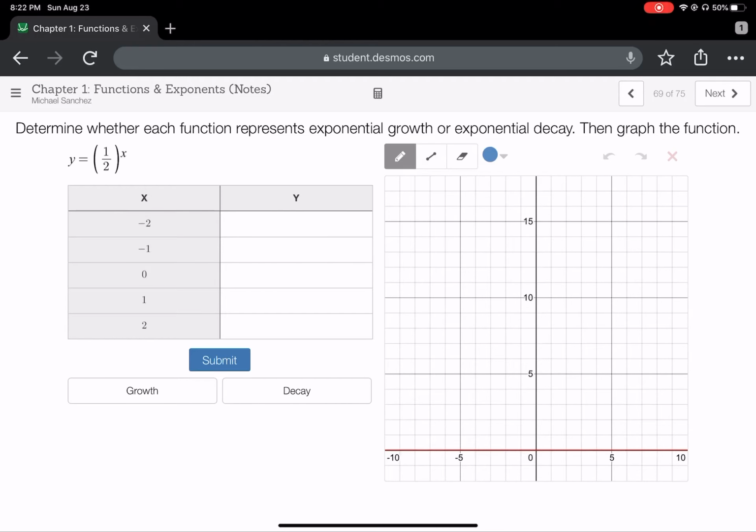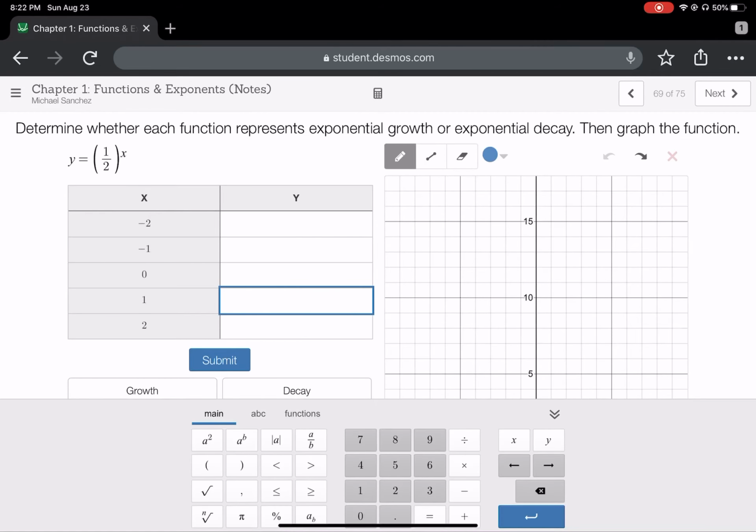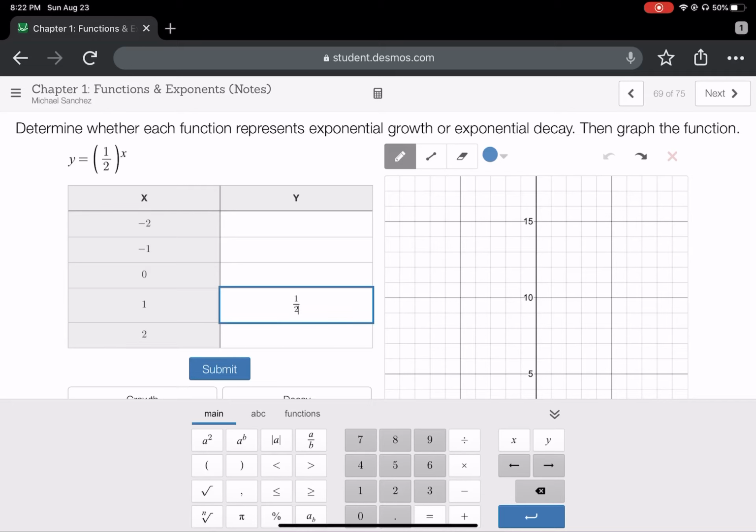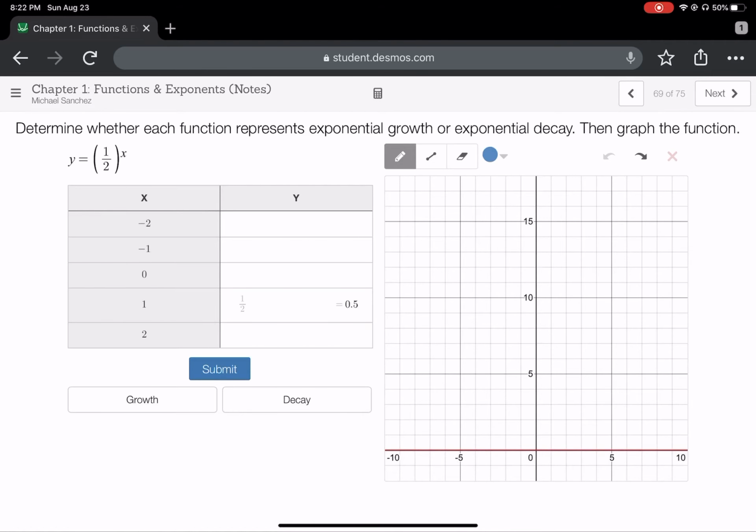All right, and then we have this one, where the function is y equals 1/2 to the power of x. Because 1/2, the base, is less than 1, that means this is going to be a decay function and it's going to go down, something like that. And because we know that the base is 1/2, we know that at 1, we're going to have 1/2.